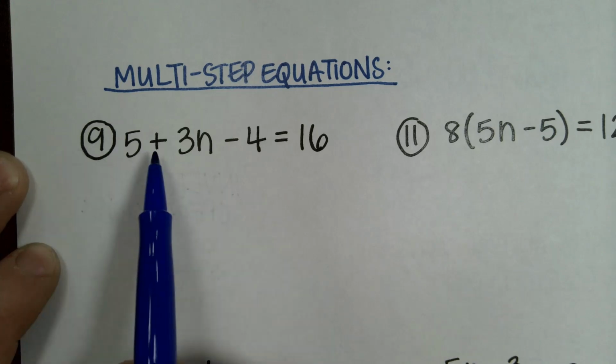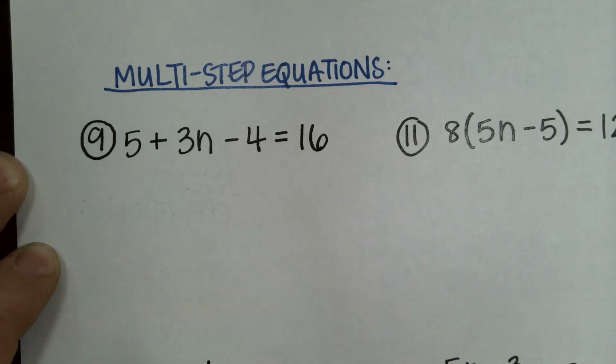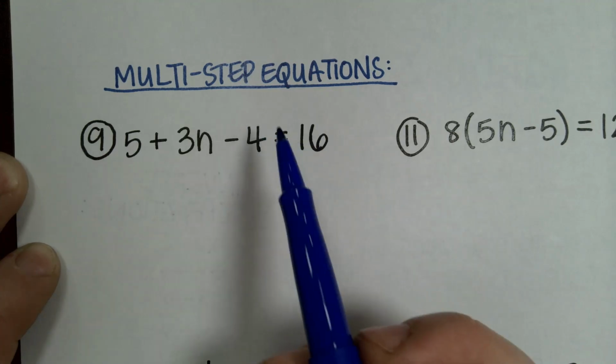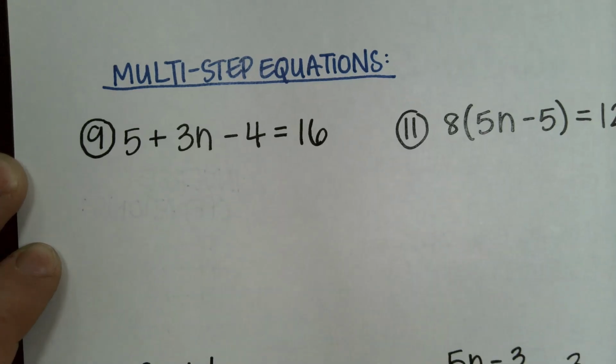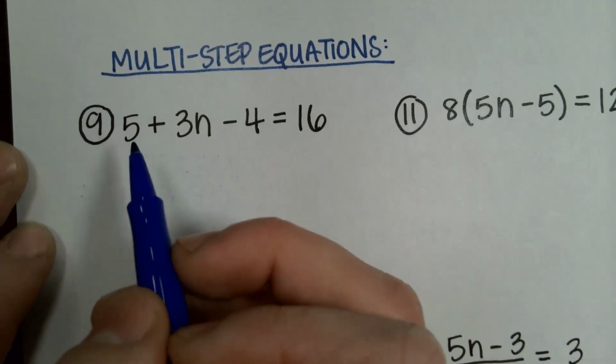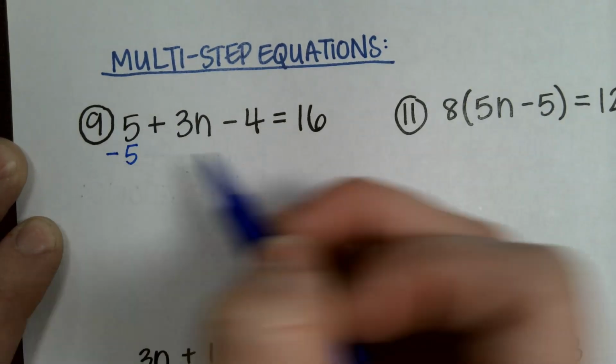Yes, so we have a plus 5 here. We could subtract 5 from both sides, or we could start with getting rid of this minus 4 and adding 4 to both sides. Do you guys care which one we do first? I'll do 5. Let's do 5. We'll just go left to right. So we have plus 5. To get rid of it, we'll do minus 5.